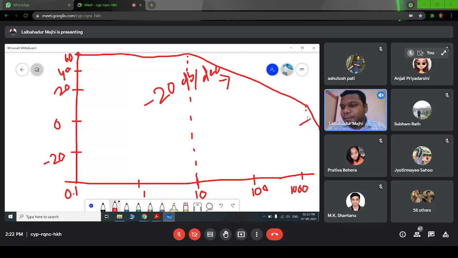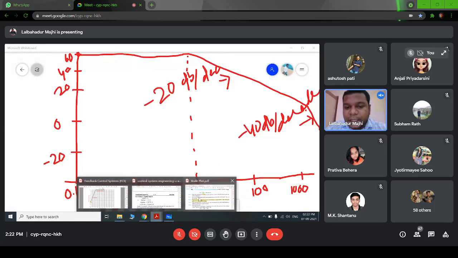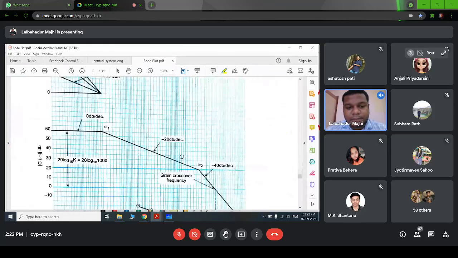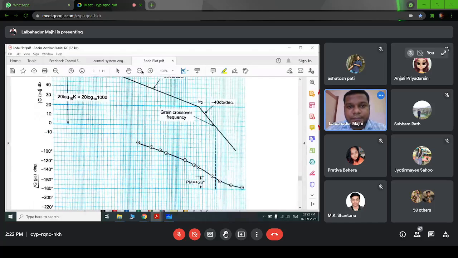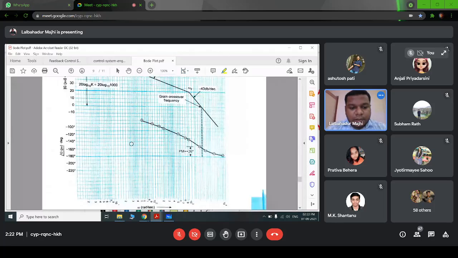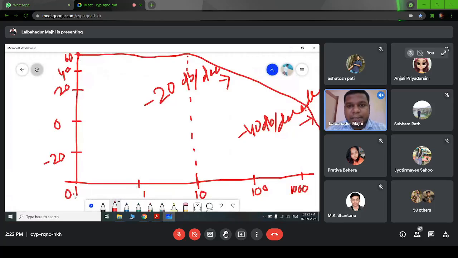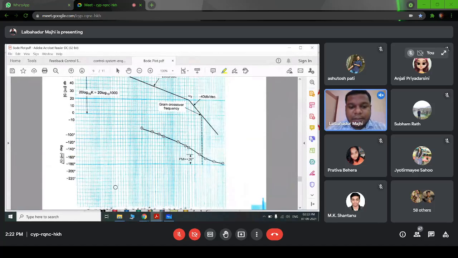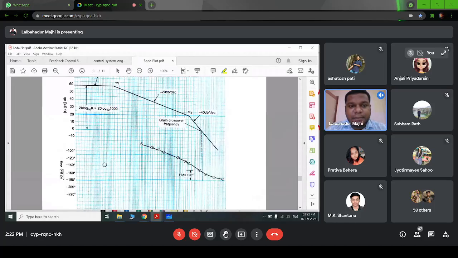So similarly this slope will be -40 dB per decade. This slope will be -40 dB per decade. So this will be the magnitude plot. Okay. So you can see here in this diagram also. It is taken from 1, but I have taken the starting frequency from 0.1, but in this graph it is taken 1 because our next corner frequency is 10, so it is taken from 1.